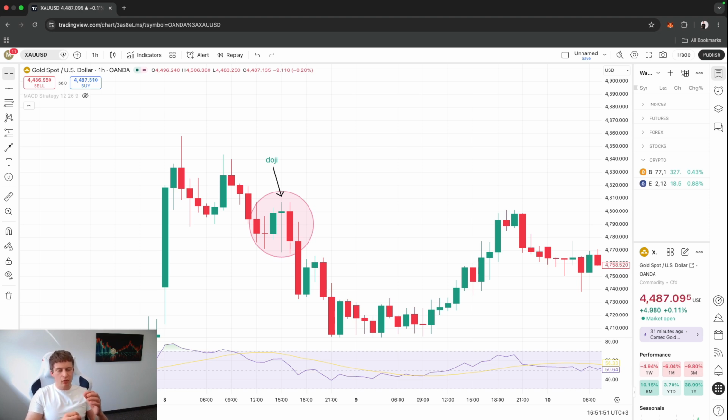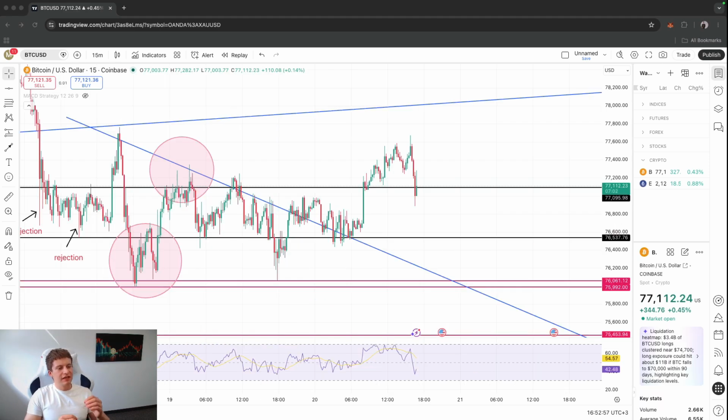The patterns only matter when they appear in the right locations. So a bullish candle in the middle of nowhere doesn't really mean much, but a bullish engulfing candle forming at a major support level becomes a lot more meaningful. And this is where traders start separating themselves from beginners. Professional traders don't just look at candles themselves, they look at where the candles are forming.